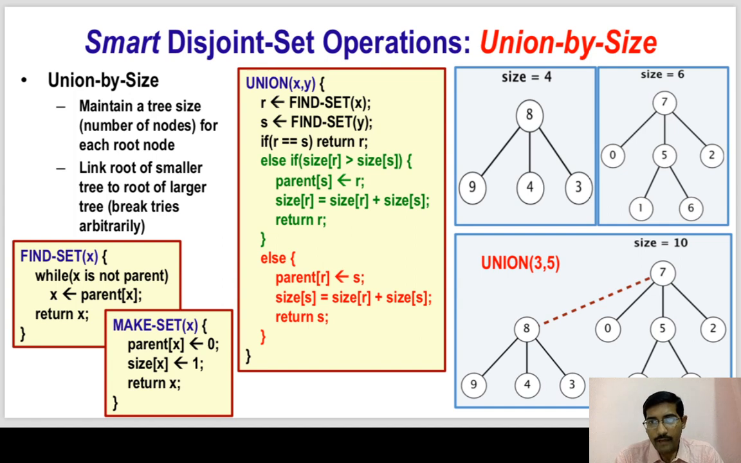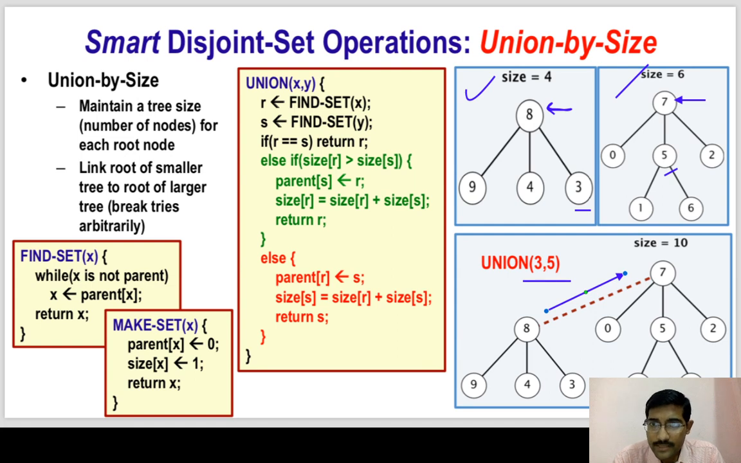Suppose we have one disjoint set of size 4 and another disjoint set of size 6. Now we are trying to make a union of 3 and 5, that means a union of these two sets. Essentially this is the representative element of 3 and this is the representative element of 5, so we are essentially trying to connect 8 and 7. When we connect 8 and 7, we will make the parent of the lesser sized node point to the parent of the higher sized node.